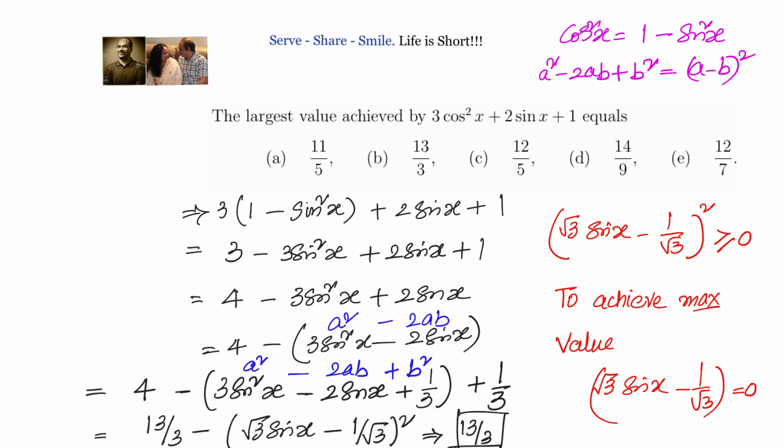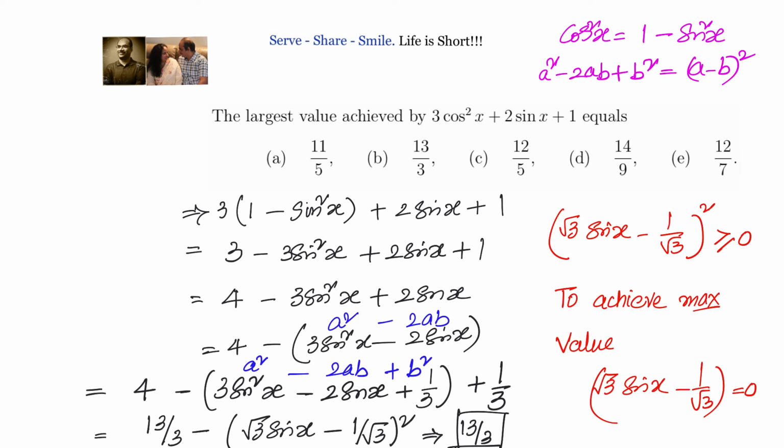Let's have a recap of this. We have been given 3 cos square x plus 2 sin x plus 1 and been asked to find out the largest value achieved by it. What we did is 2 steps. First we converted that function in terms of sine. Then we have seen can we complete the squares and get it into a format of some value of a minus of something in bracket whole square, and the function whichever is there in the bracket whole square can take only the values greater than or equals to 0.